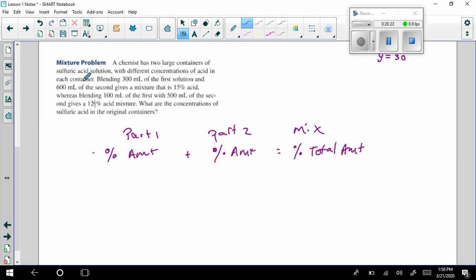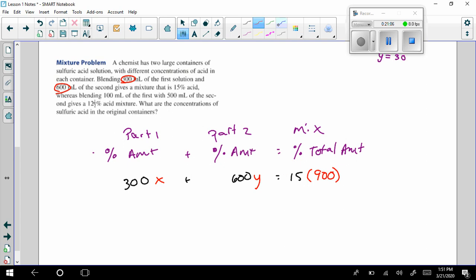And so we have 300 milliliters of the first solution and 600 milliliters of the second gives a 15% acid solution. But we don't know how much of each, and so that is where our system comes in. So we don't know the percentage of each, so times x times y. But if we blend 300 and 600, we do know that we have 900 total. And you can use decimals here.